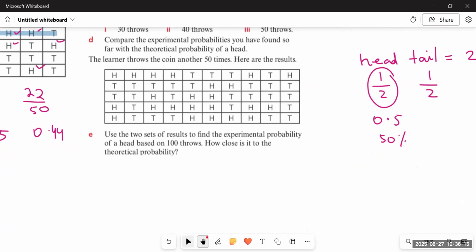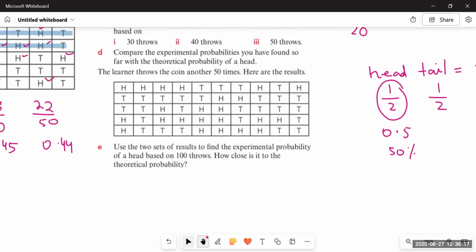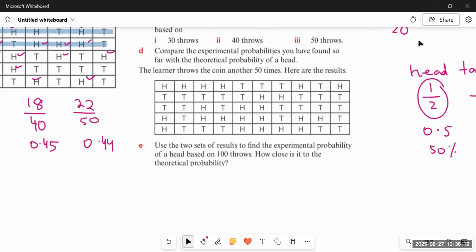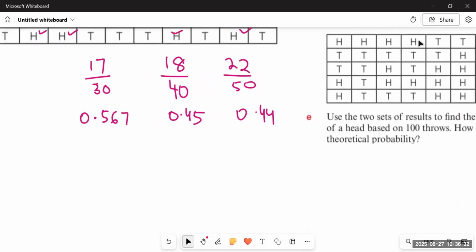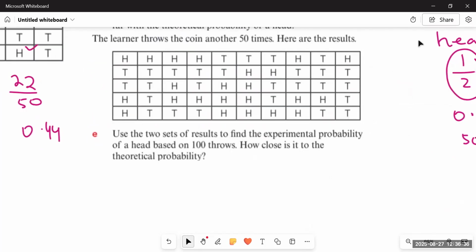And then in part E, it says the learner throws the coin another 50 times, and here are the results. Now this time the results are a bit different. Use the two sets of results to find the experimental probability of a head based on 100 throws. So we have already calculated how many heads we got in the first 50. It's 22. Now we have to calculate how many heads we have in the next 50.